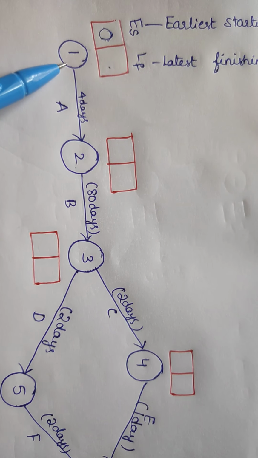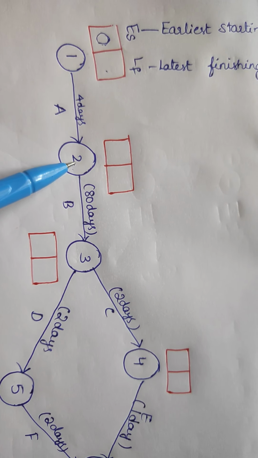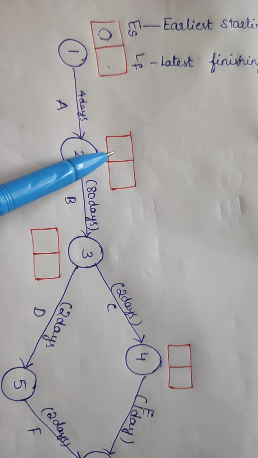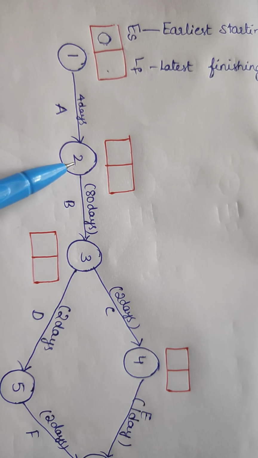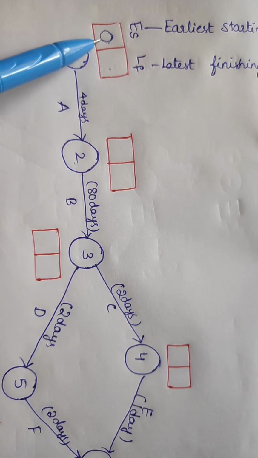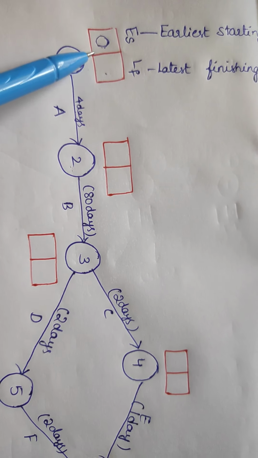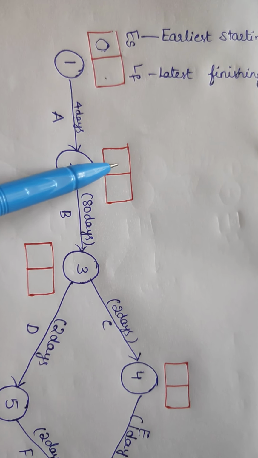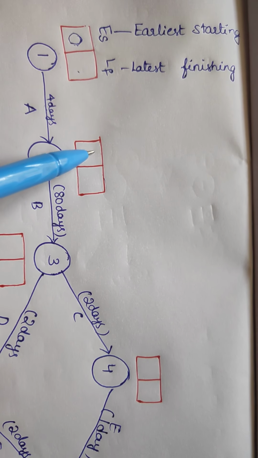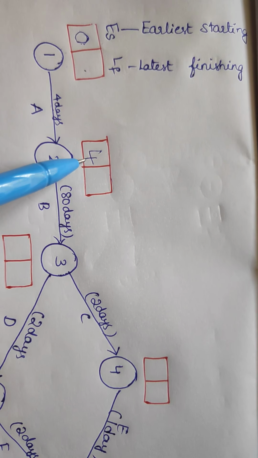After completion of the first event's earliest starting time, we can go forward to the second event. So to calculate the earliest starting time of the second event, we have to consider the earliest starting value, that is 0, plus the time duration, that is 4. 0 plus 4, total 4 days. So at event 2 the value is 4.